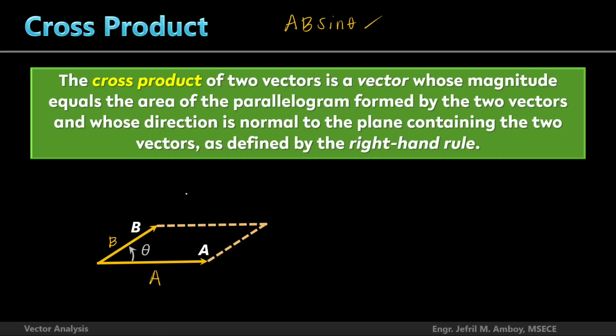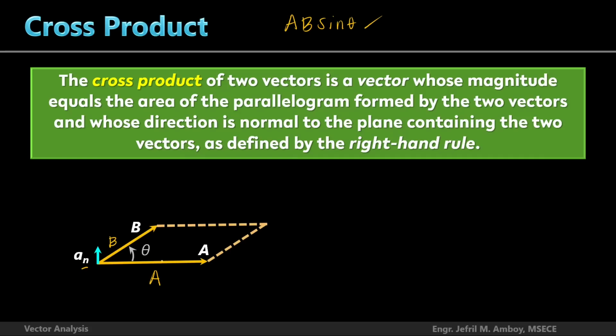But since the cross product is a vector, we have to indicate its direction as well. The direction of the cross product is specified by a unit vector that is normal to the plane containing the two vectors. So these two vectors, A and B, form a plane. The cross product is in a direction that is normal to that plane. So in this case, we have AN. This AN is a unit vector that indicates the direction of the cross product. So this AN is a unit normal vector. That's why the subscript is N, because it's a unit normal vector.